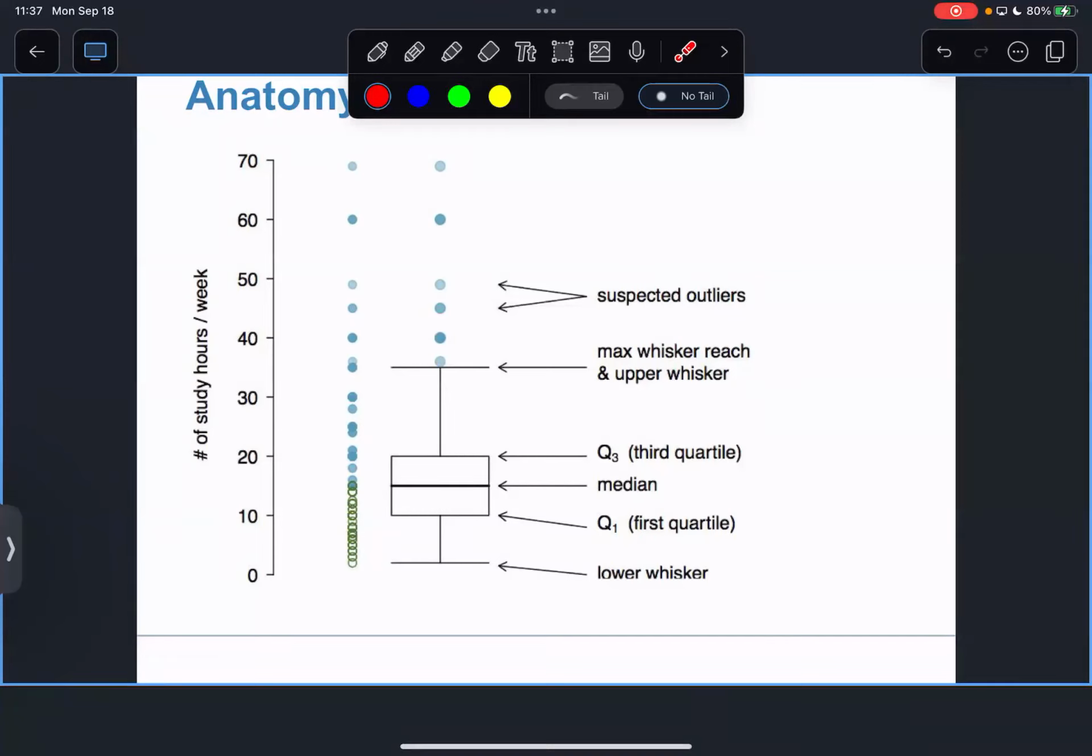It's also got the dot plot beside it, just so you can see how they relate, but just focus on the box plot for now.